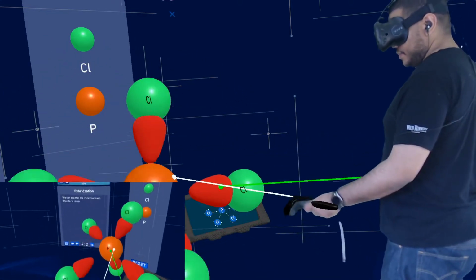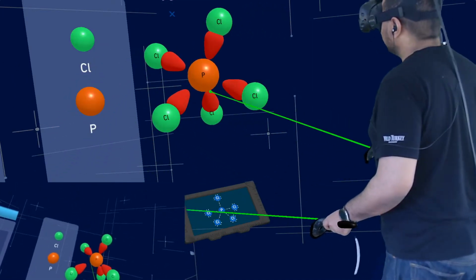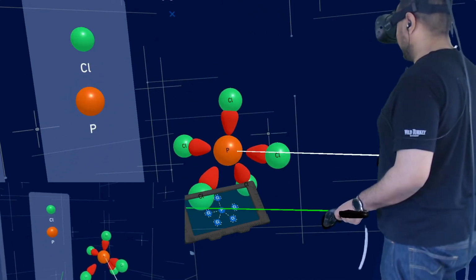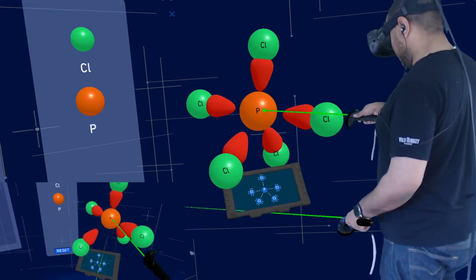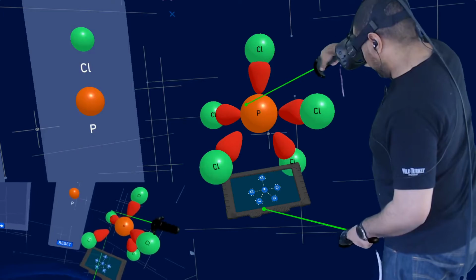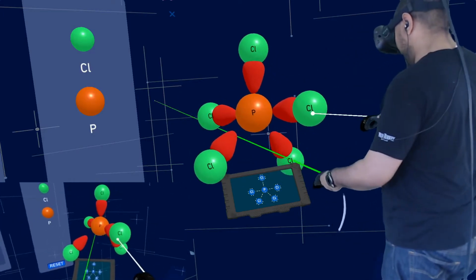We can see that the trend continued. The steric number is equal to the number of hybrid orbitals. In this case, sp3d hybrids have 5 orbitals and produce a trigonal bipyramidal geometry.